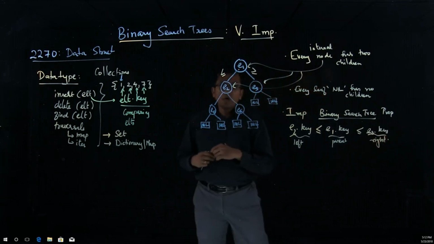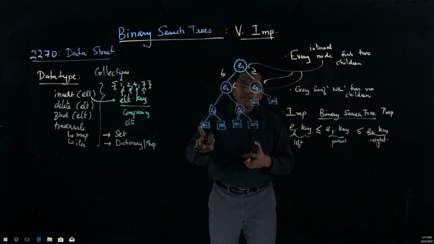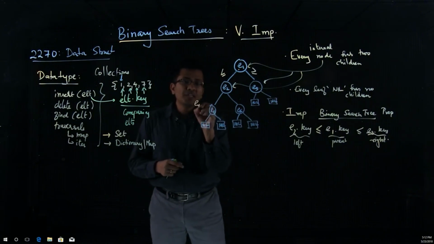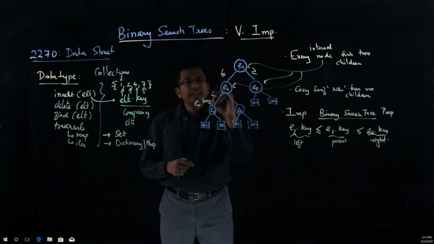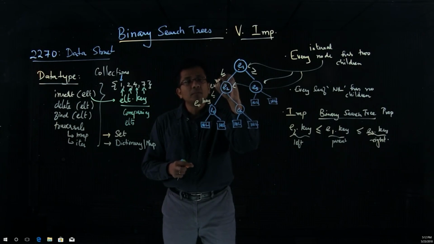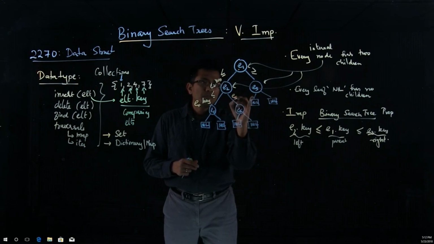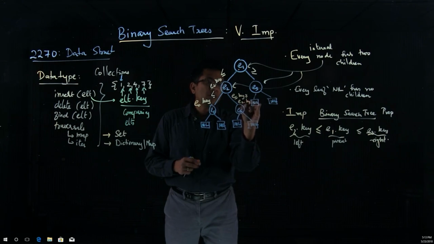All right. What else? Note that leaves do not have any key. So I have to modify the statement a little bit. Likewise, E4's key is less than or equal to E2.key, and E5's key is greater than or equal to E2.key.